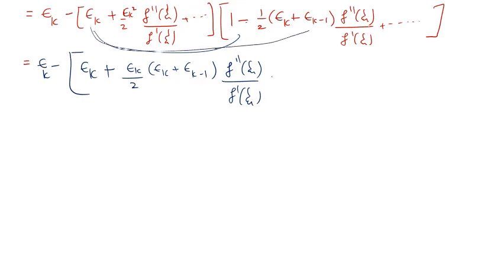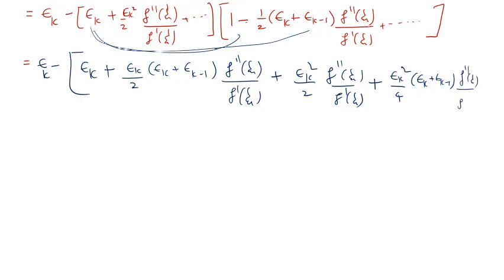Next, coming to this, plus epsilon k square by 2 f double dash xi by f dash xi, and I'm neglecting the remaining terms. Okay, let me write square terms, epsilon square, and the remaining terms I'm neglecting. If I want to write one more term, this minus and this minus becomes plus. Epsilon k square by 4, you will get epsilon k plus epsilon k minus 1, f double dash xi by f dash xi, this whole square you will get.